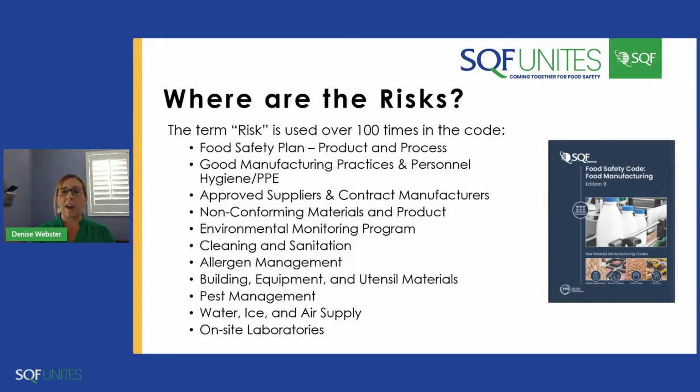So if we just look at our SQF food manufacturing code, in that code, the term risk is mentioned 106 times. I think I might actually mention the term risk 100 times as well, just in this presentation. And it's in those areas where you would expect: our food safety plan, our product and process where we have to look at those hazard analysis, our good manufacturing practices and personal hygiene. But also it's important to remember we have those risks associated with those raw materials, our contract manufacturers and the contract service providers.